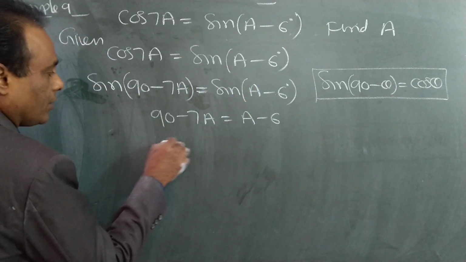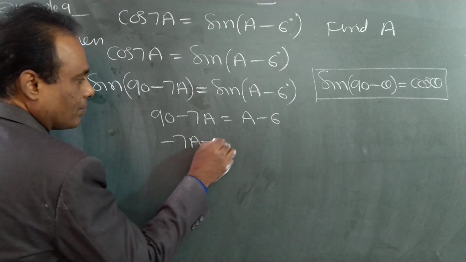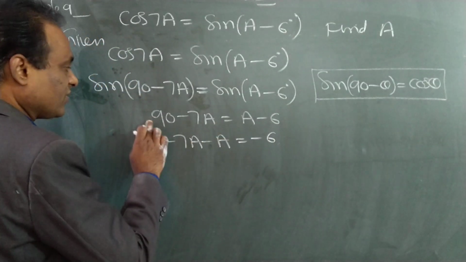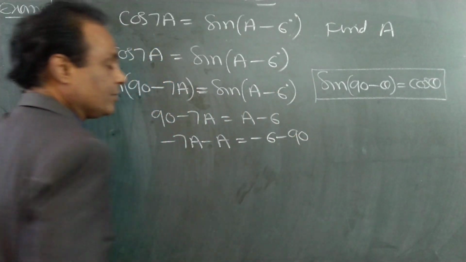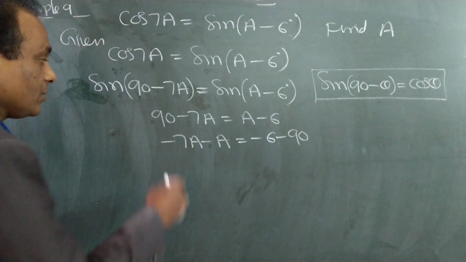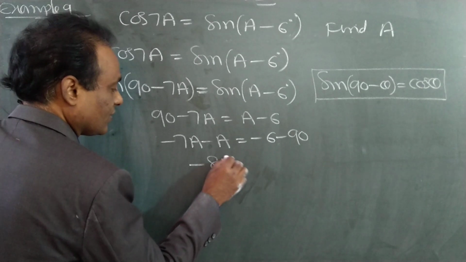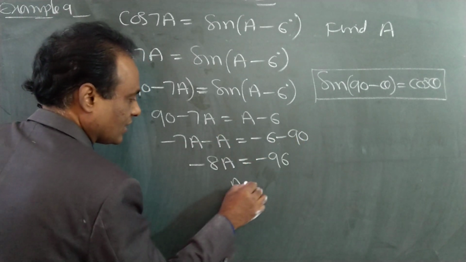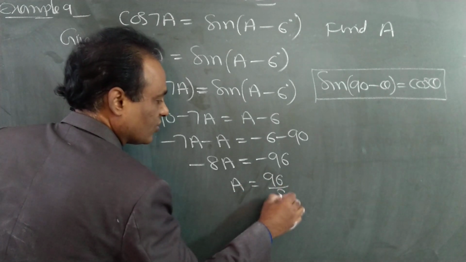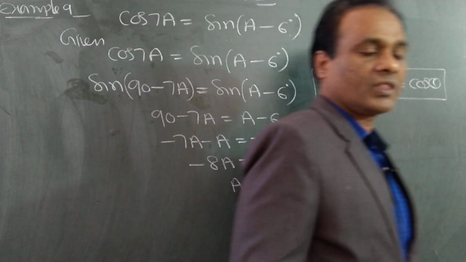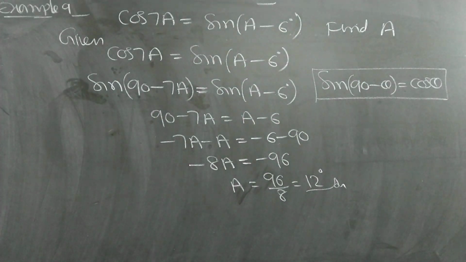See here. Minus 7a plus a on this side, minus a plus a on this side. Minus a minus 6 plus 90 on that side, minus 90 plus a on this side, minus a plus 90 on that side. Minus 90 minus 7a minus 8a is equal to minus 96, minus minus cancel, a is equal to 96 by 8, 12 degrees. Following or not?